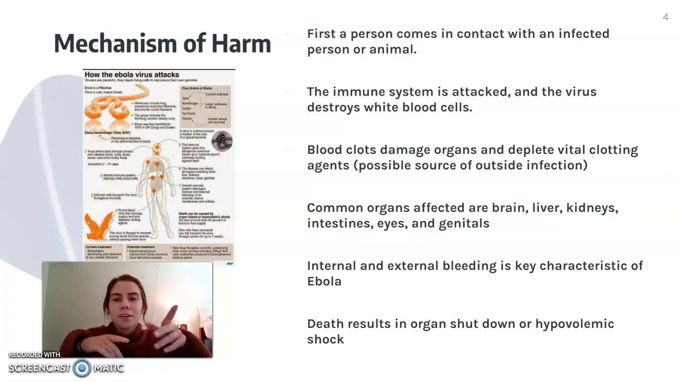The eyes are an organ affected, and they are a source of external bleeding. Death results in organ shutdown or hypovolemic shock, and hypovolemic shock occurs when the body has lost 20% of its blood or other body fluids.